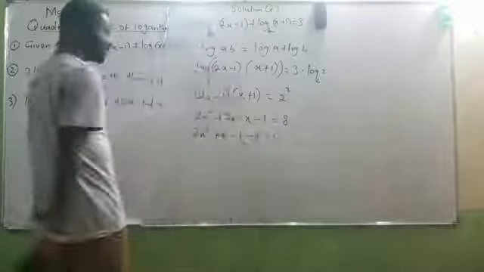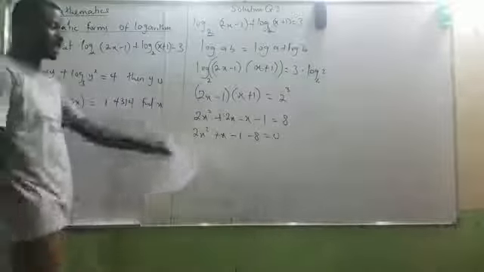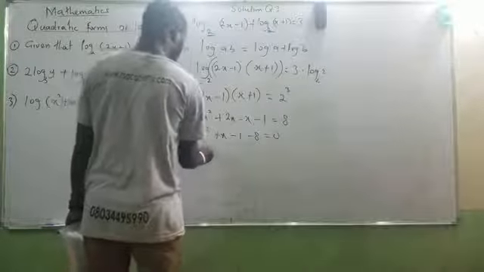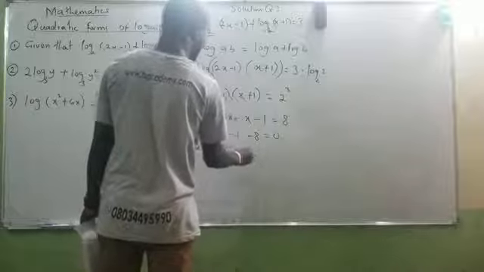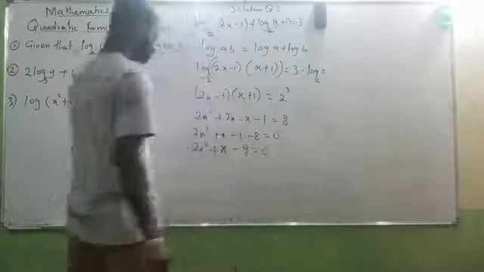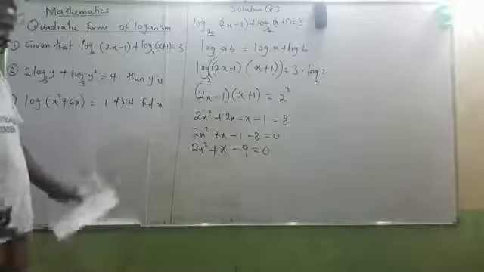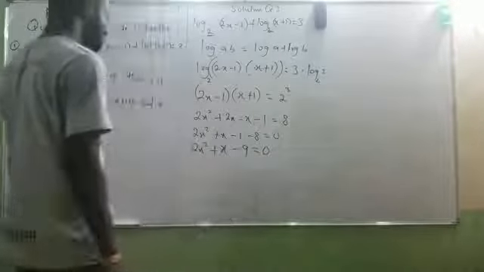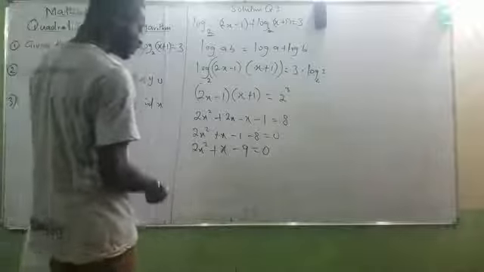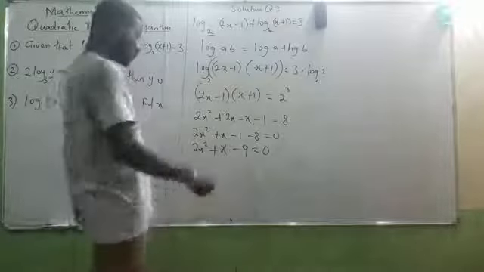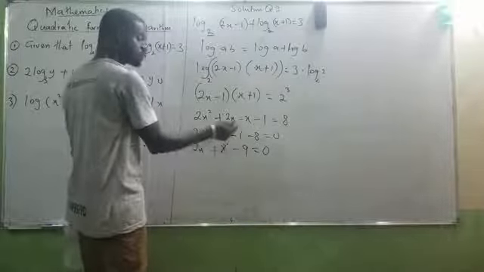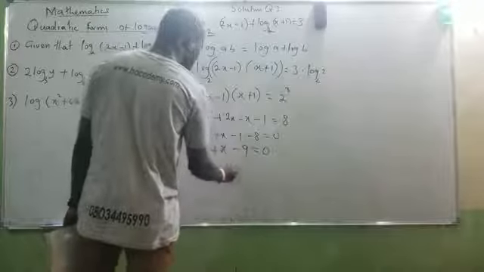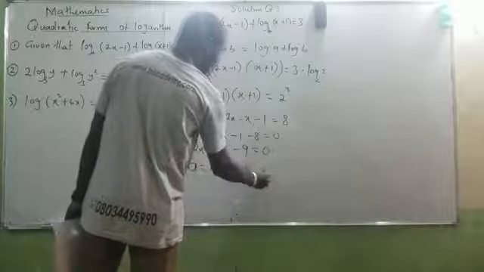I subtract 8 from both sides. Now, I will be having 2x squared plus x minus 9 equals 0. What can I do? The product will be 18. I don't need to be thinking of factors because I can't generate factors here. We are talking about minus 18 and plus 1. It's not possible. I will say that my A equals 2, B equals 1, and C equals minus 9.